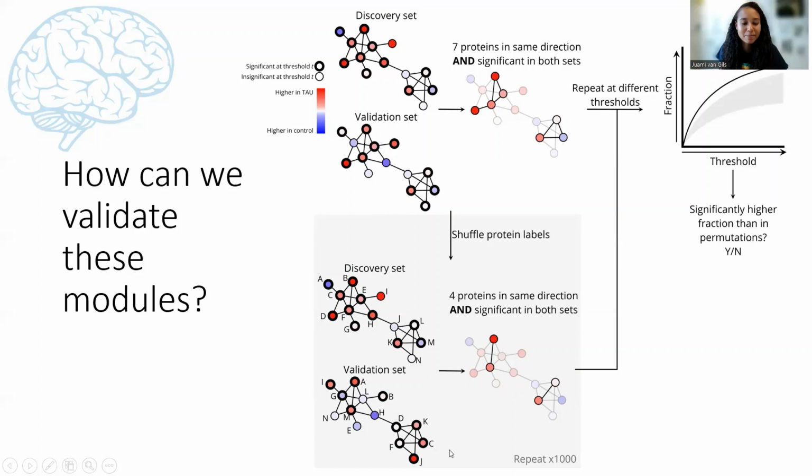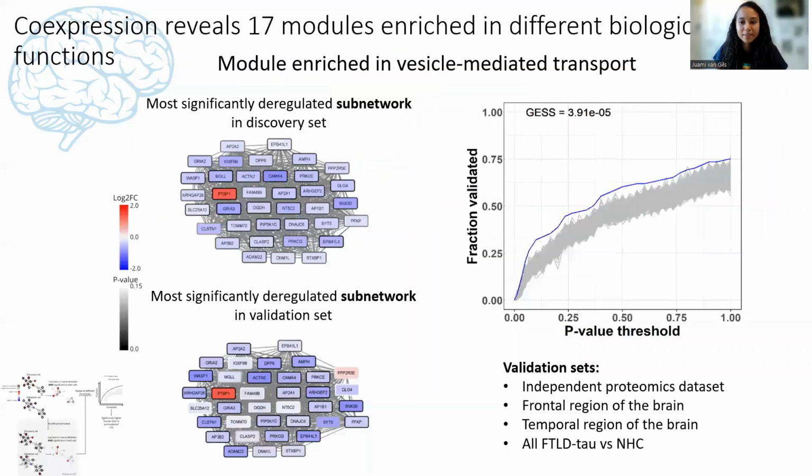And then we do the same thing in a permuted setting. So we shuffle the labels in one of the two data sets, calculate the same fraction, and then repeat this 1000 times. So the permuted setting gives this distribution that you see in gray, whereas the actual comparison gives you this black curve over here. And so what you hope is that if the black curve consistently stays above the distribution in gray, then you have a real biological signal in your module. If it doesn't, then it's probably a chance finding.